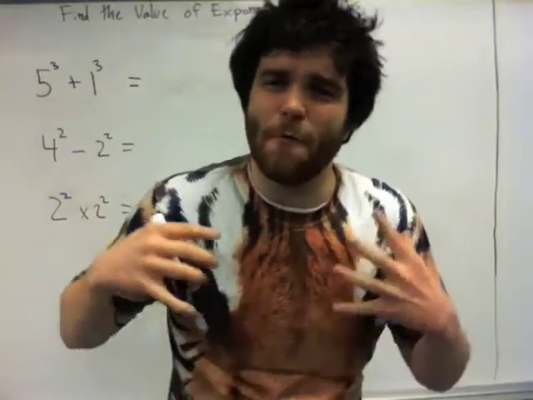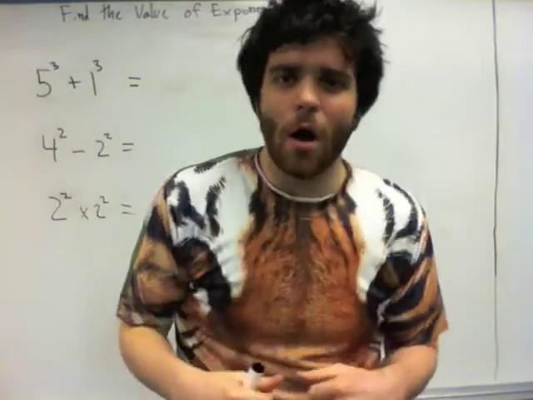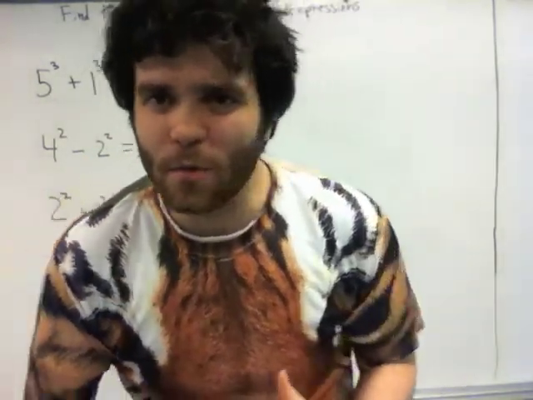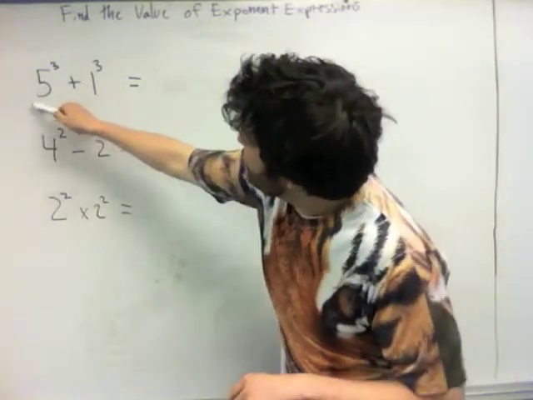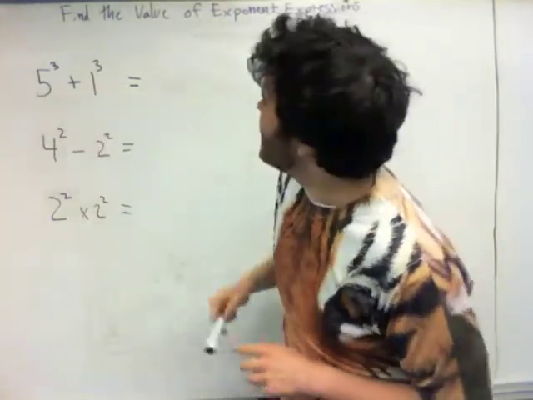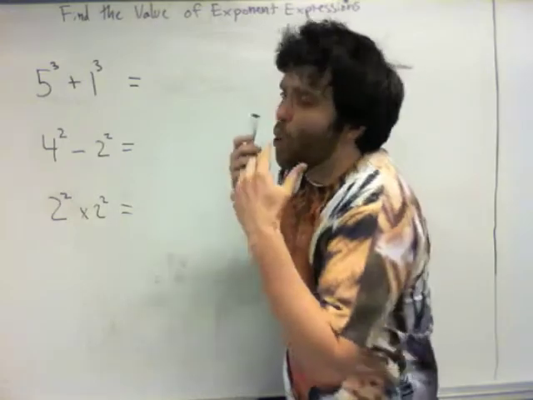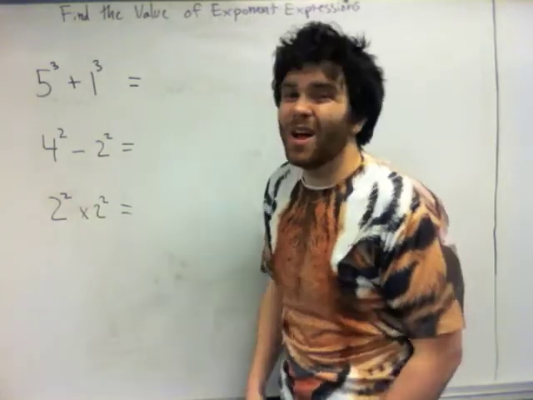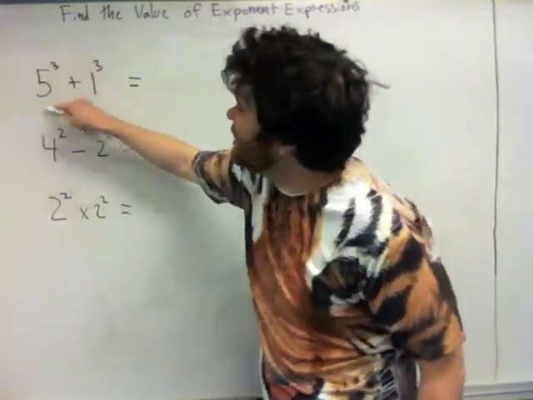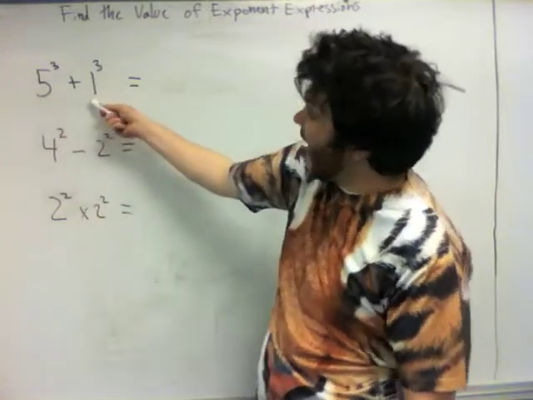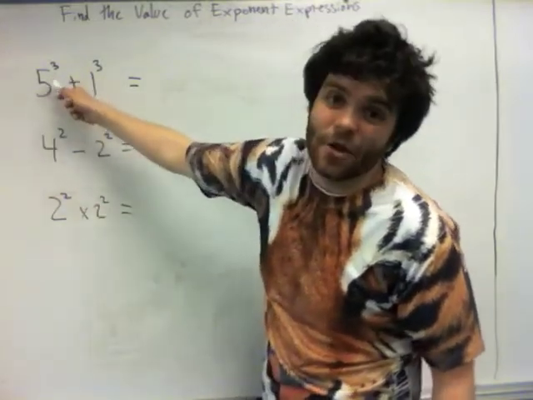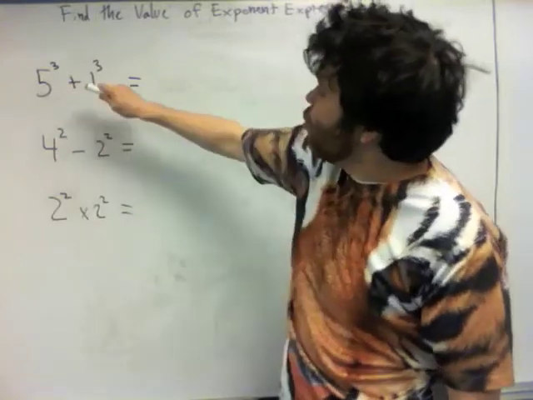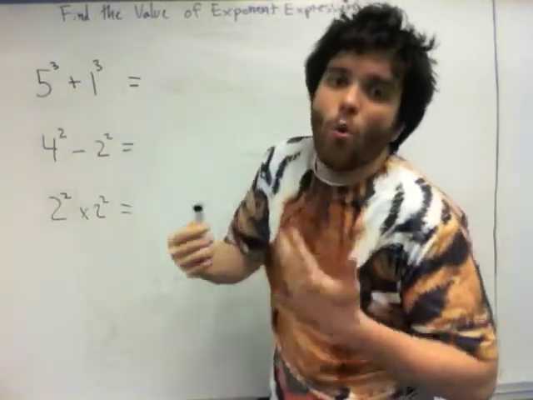How can I find the value of exponent expressions? So let's look at an exponent expression to see what we're talking about. This right here is an exponent expression. Why is it an exponent expression? Well, it's got two exponents, right? They're kind of added up together. So this is saying 5 to the third, or 5 cubed, plus 1 to the third, or 1 cubed.